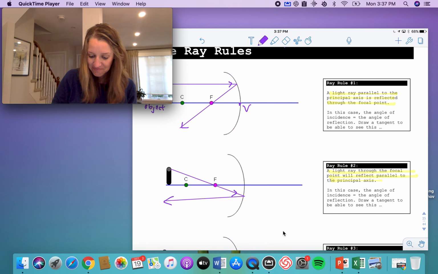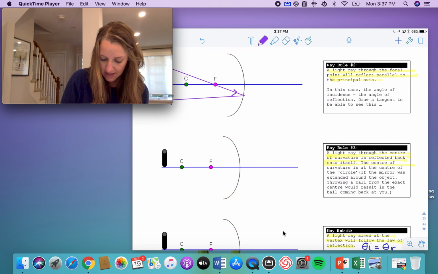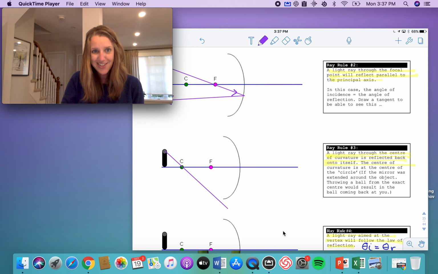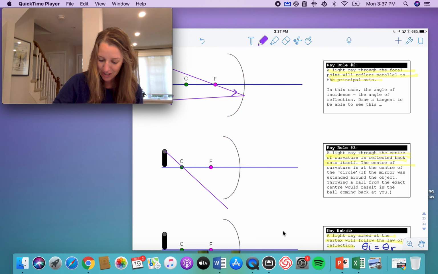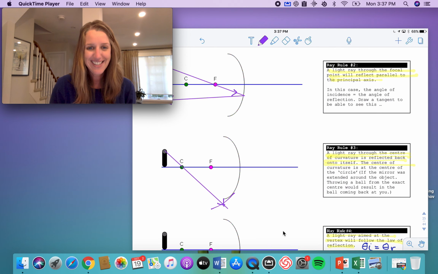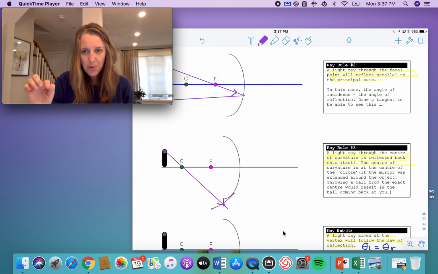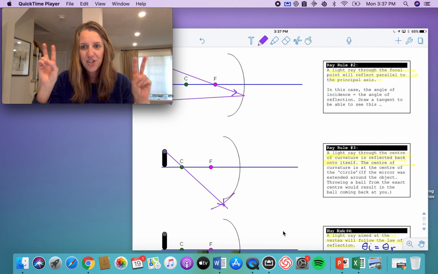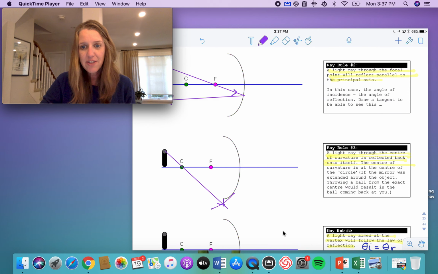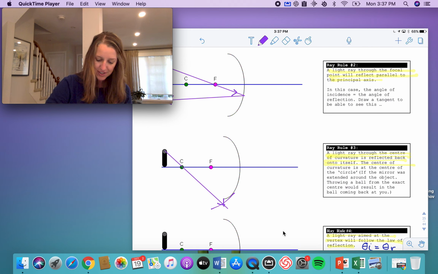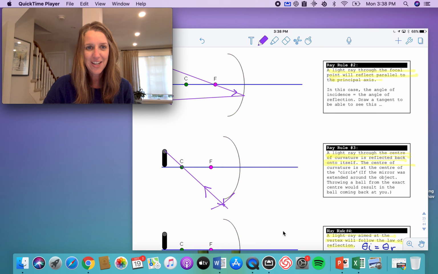Ray rule number three. If you have a light ray that goes through the center of curvature, can you picture that? Okay, light ray through the center of curvature. Imagine that my mirror extends all the way down, because it would go all the way down and around. It's just a little bit limited here by the fact that I've got this image on my note. If it goes through the center of curvature, then what does it do? The curvature is at the center of the circle. If the mirror was extended around the object, if you threw a ball from the exact center, what would happen? It would come straight back to you. So the incident ray follows the same path as the reflected ray.